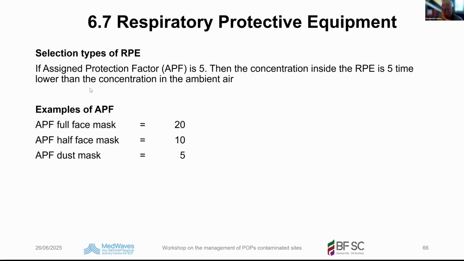Examples of assigned protection factor. A full face mask has an assigned protection factor of 20. A half face mask has an assigned protection factor of 10. And a dust mask has an assigned protection factor of 5. So the full face gives you the maximum protection. If the outside concentration is 100, then inside it is 100 divided by 20, which is 5. So you will always have to take into account the assigned protection factor.